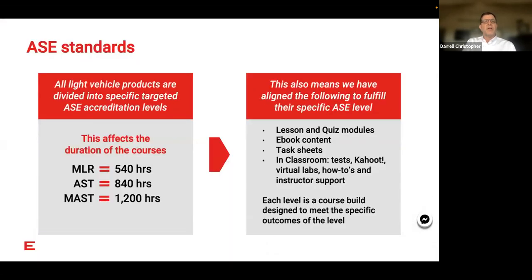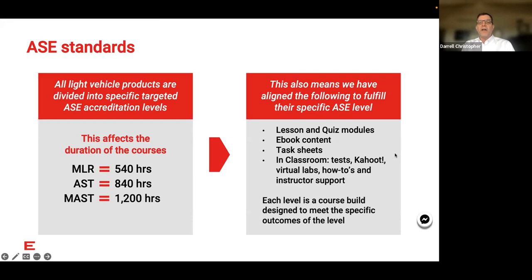So what we've done, as I mentioned earlier, is create Classroom products to align to all three areas of the ASC. For those 540-hour programs in MLR, we have a Classroom product. Same for the AST. And then for the MAST level, the 1,200-hour programs, we also have a Classroom product. What this is going to include is the lesson and quiz modules that you are probably familiar with if you've seen Essentials, but we're going to have new modules on top of that.